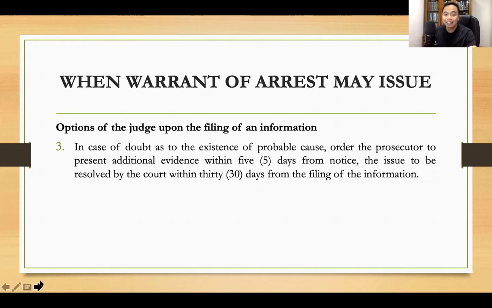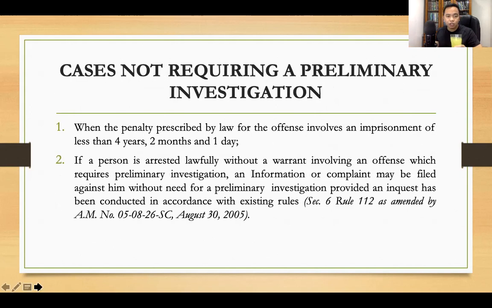Or warrantless arrest. Now, in case there is a doubt in the mind of the judge whether a probable cause exists, then he can order the prosecutor to present additional evidence within 5 days, and that must be resolved within 30 days from the time of the filing of the information.